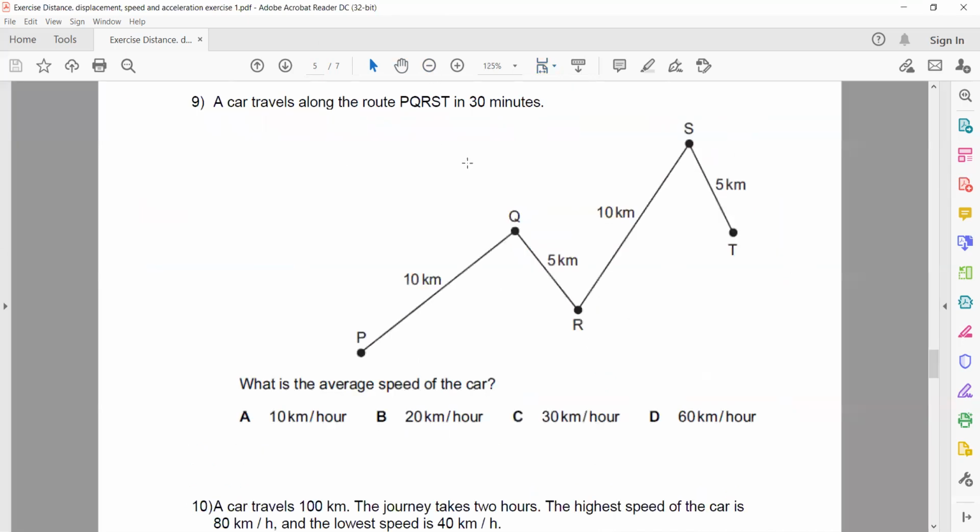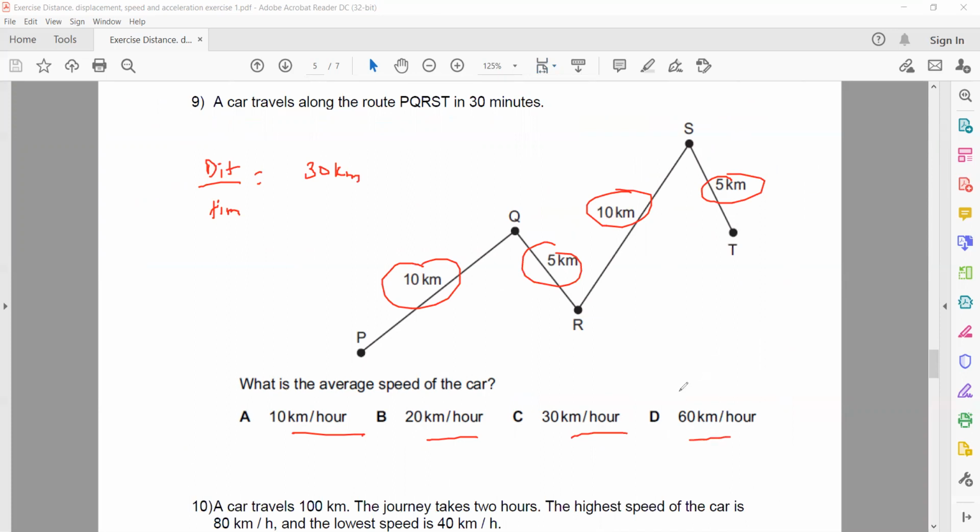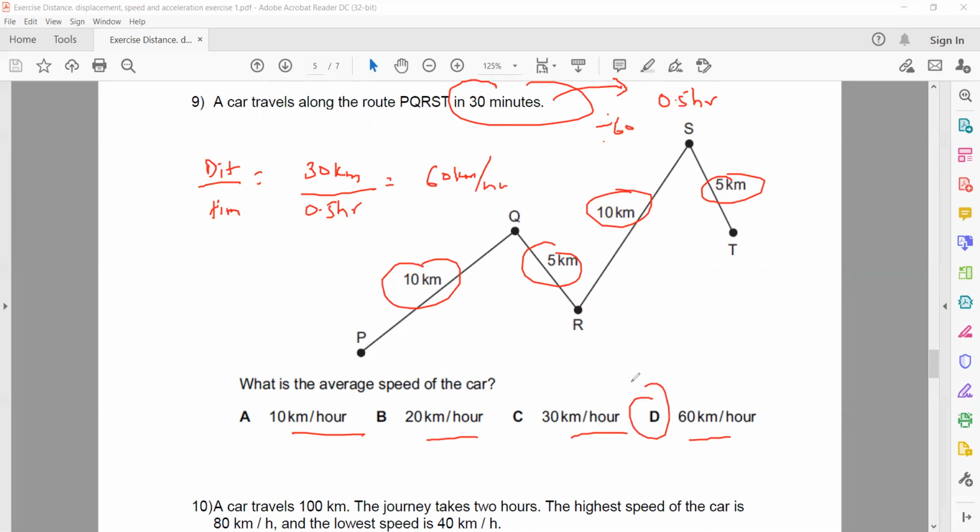Question 9. A car travels along a route PQRST in 30 minutes. What is the average speed? Average speed is the total distance over total time. The total distance is 10 plus 5, 15 plus 10, 25 plus 5, 30, so 30 kilometers. All the options are in kilometers per hour, so we have to convert 30 minutes into hours. We divide by 60, which equals 0.5 hour. So 30 divided by 0.5 is 60 kilometers per hour. So it will be D.